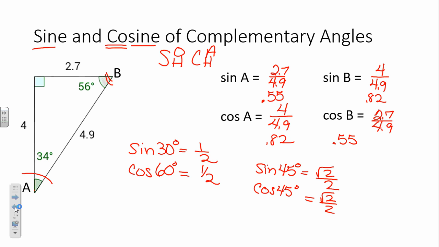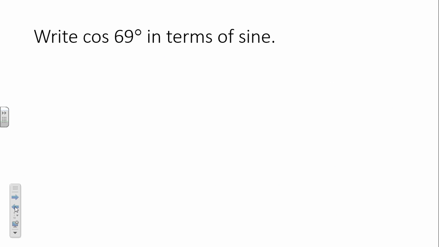They're co-functions. Does that make sense? Okay, so you can save yourself some work. If you found the sine of two angles, you know the cosine of their opposite angles as well. You just flip them. Okay, so here's how it works. How do we write the cosine of 69 degrees in terms of the sine? Cosine of 69 degrees will be equal to what?